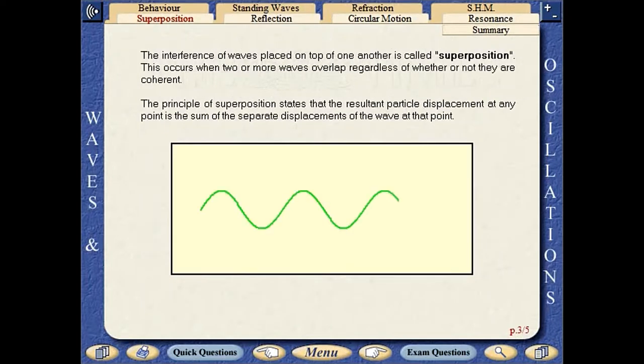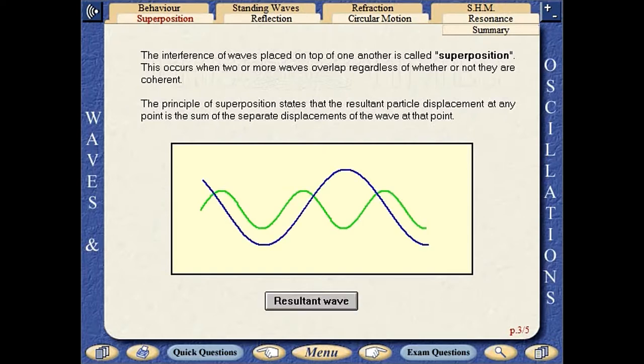The interference of waves placed on top of one another is called superposition. It occurs when two or more waves overlap, regardless of whether or not they are coherent. The principle of superposition states that the resultant particle displacement at any point is the sum of the separate displacements of the wave at that point.